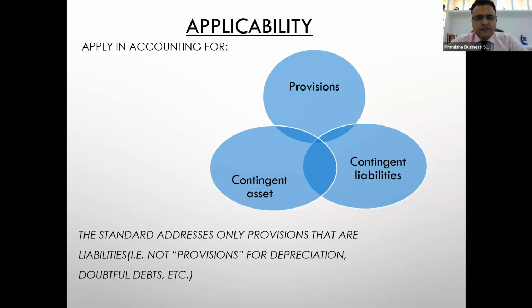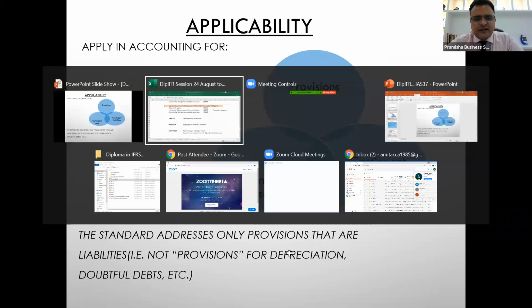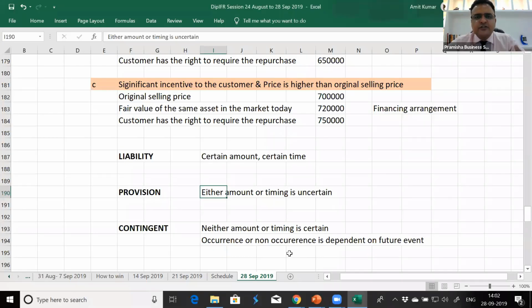It addresses provisions that are liabilities. The standard addresses only provisions that are liabilities, not provisions for depreciation or doubtful debts, because they are taken care of by other standards. Provision for doubtful debts is taken care of by IFRS 9 financial instruments. Provision for depreciation is taken care of by the standard on property, plant and equipment. So it is taking care of the provisions for liabilities. The reason, as I said, I talked about the journey from contingent to provision to a liability, not taking care of the asset side.